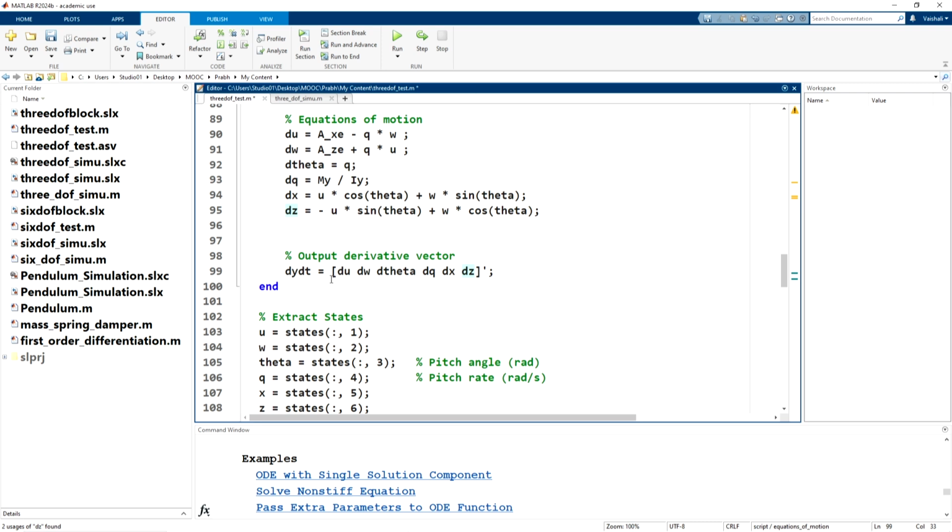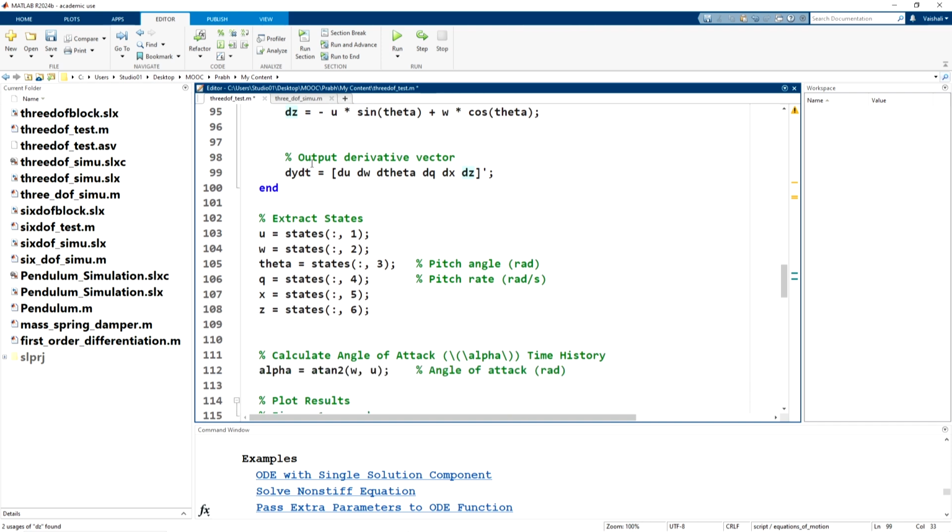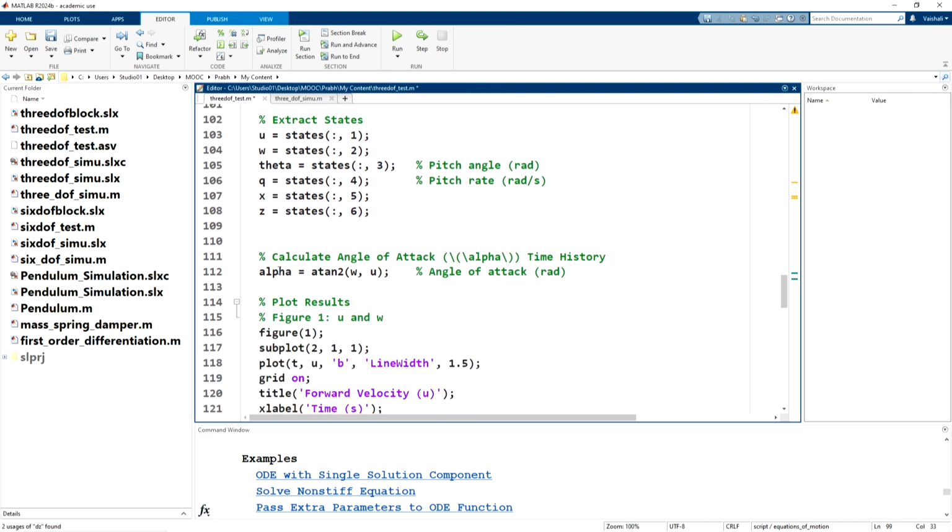Now finally we need to run this simulation, and for plotting we need to tell MATLAB again that u belongs to the first column vector, second column is w, and so forth. Since now we are out of this function file, we need to redefine these variables. Similarly, alpha as well. Alpha equals atan2 w comma u.